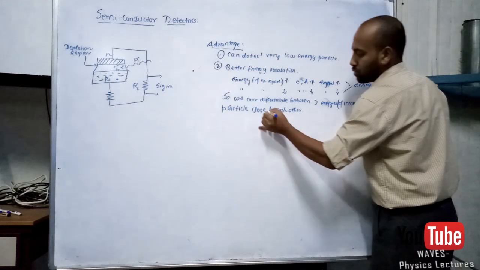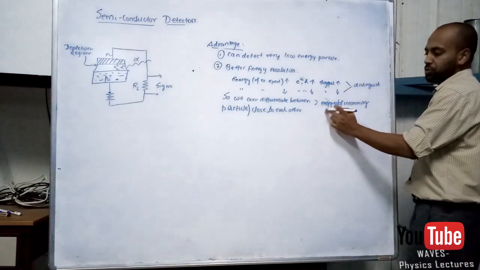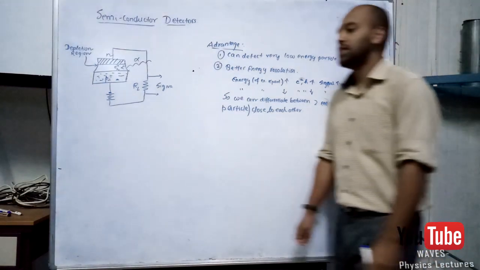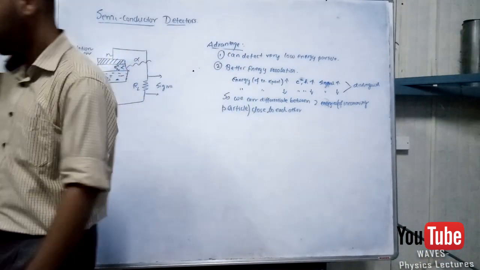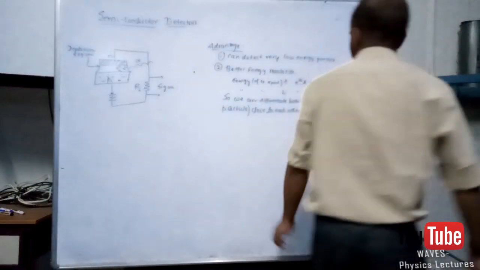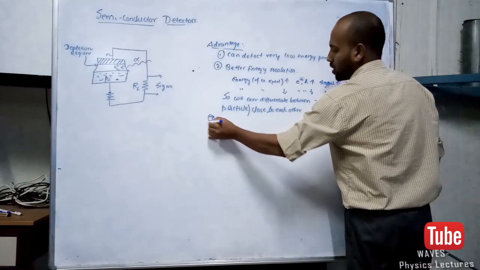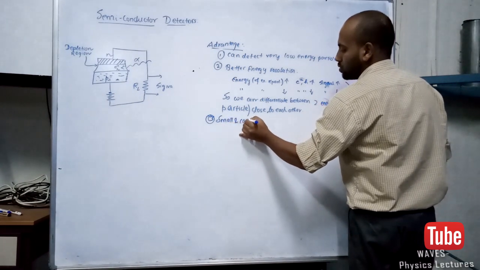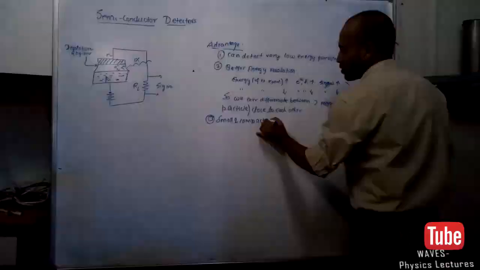Of incoming particle, put it in bracket. You can distinguish between the energies of close to each other. So if we can do that, that means it has got a better resolution. And finally, it is small and compact. So we have a small and compact system.